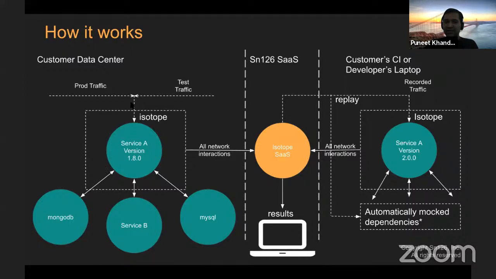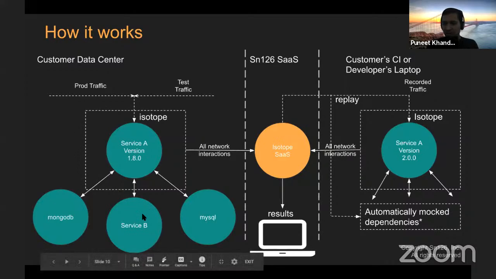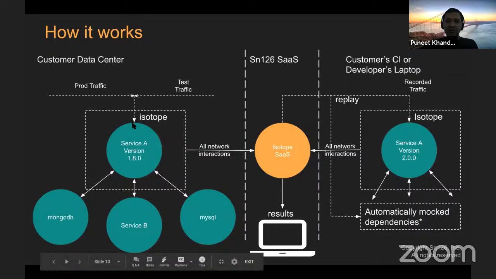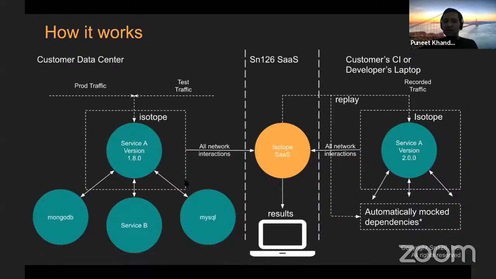So let's say this particular service A version 1.8.0 that is deployed to production is talking to a MongoDB instance, it's talking to a MySQL instance, and it's talking to a service B over, it could be any protocol. It could be gRPC, it could be Thrift, it could be HTTP JSON, it could be any one of those things. So regardless of what the protocol is, we basically observe all of those interactions, and then we use that knowledge to create offline simulations, right?